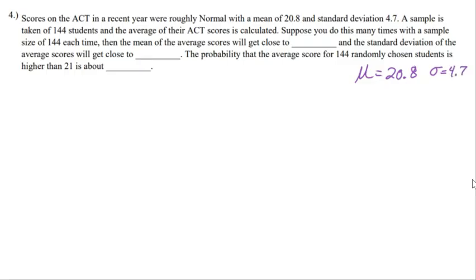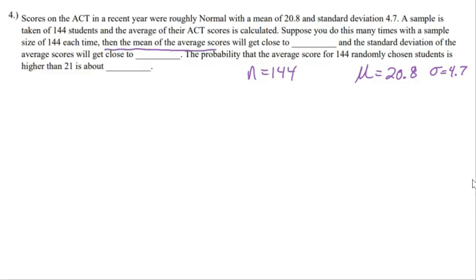A sample is taken of 144 students, so n equals 144, and the average of the 144 students' ACT scores is calculated. Suppose you do this many times. Oh, this sounds like the central limit theorem. Suppose you do this many times with the same sample size of 144 each time.